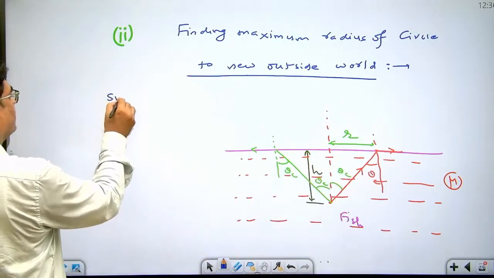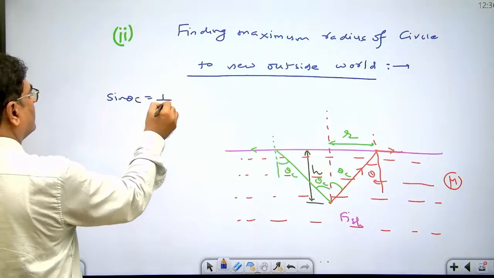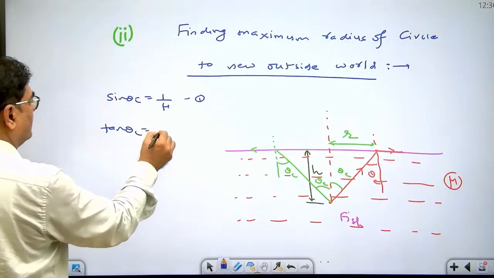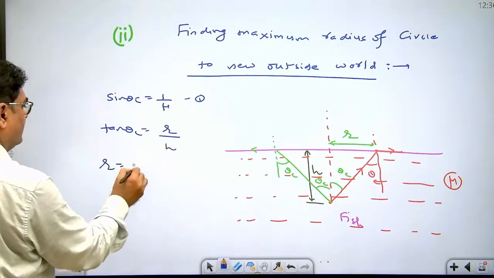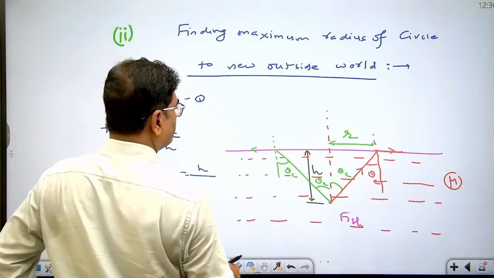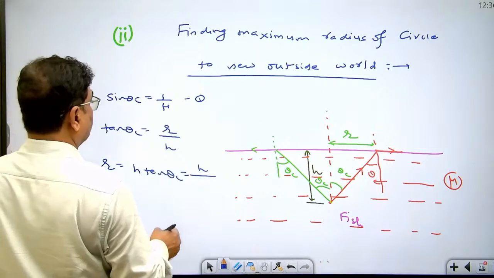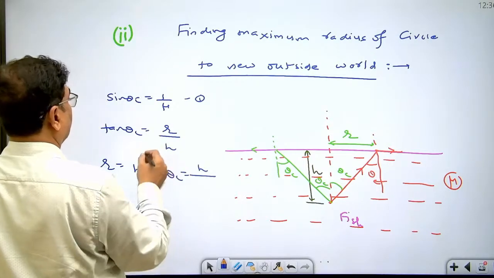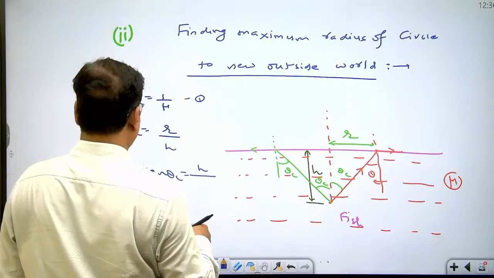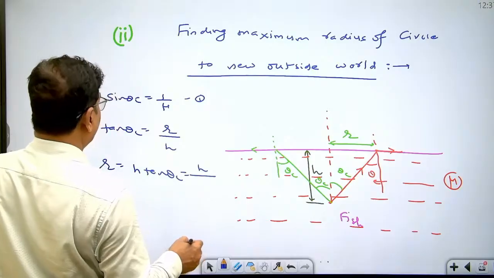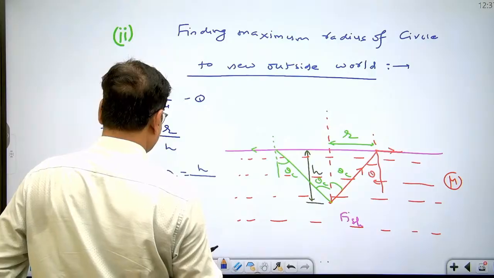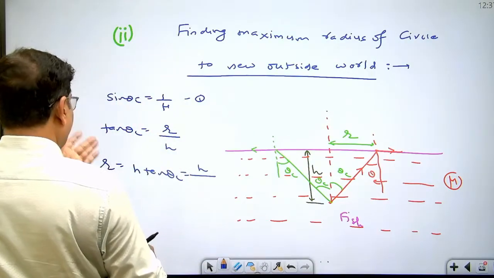We know sin theta c is 1 upon mu. This is equation 1. And now, dear student, what is tan theta c? Tan theta c is r upon h. So r is h tan theta c. So the maximum radius you can find from here is h tan theta c.